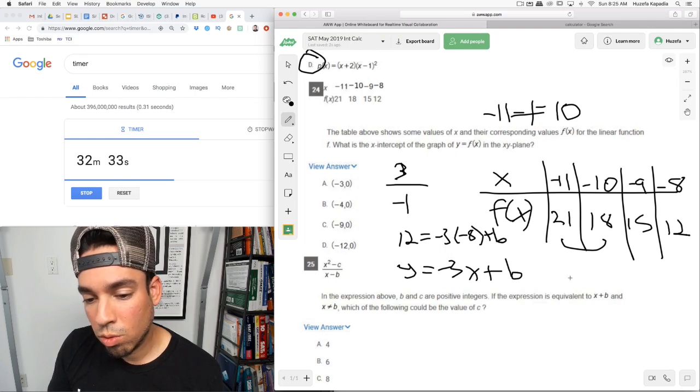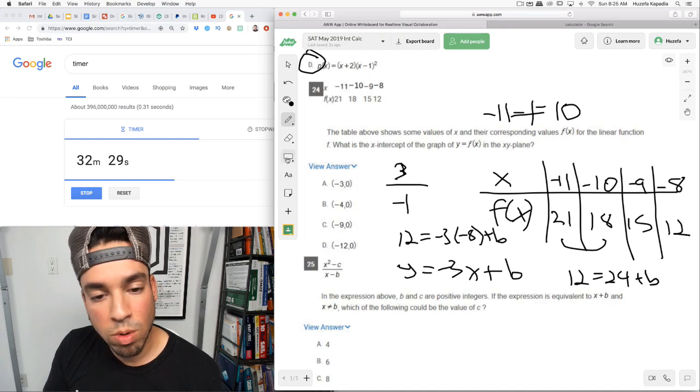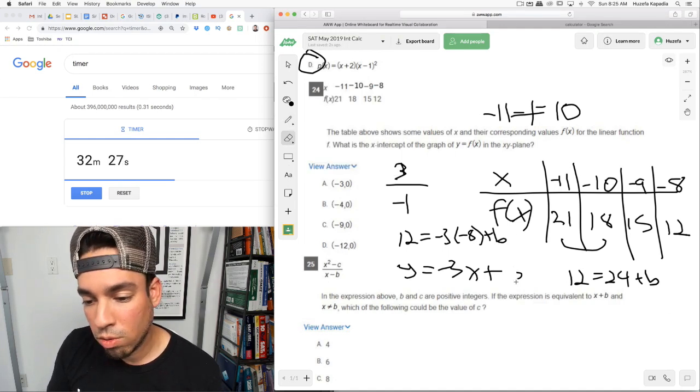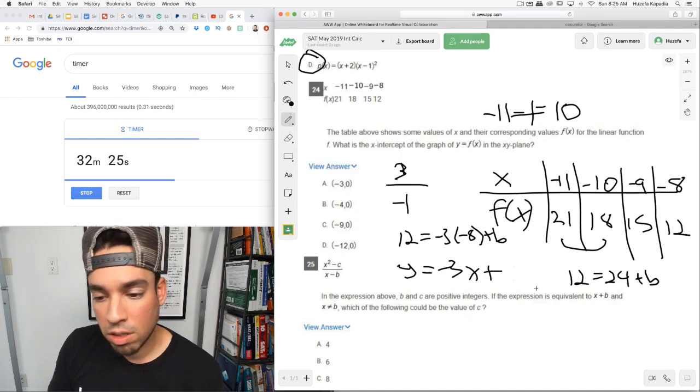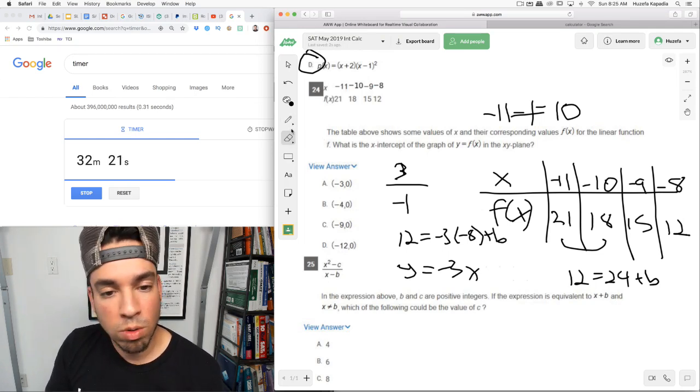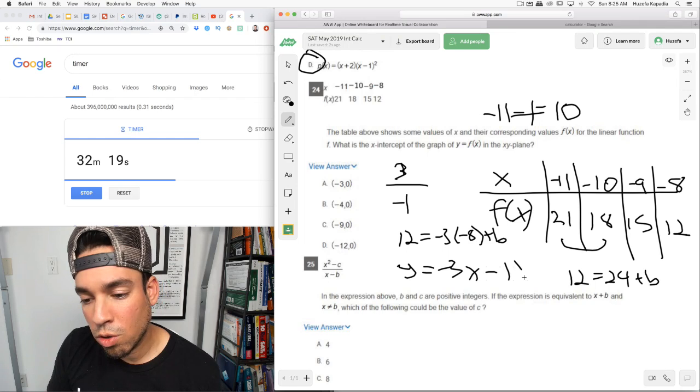So that's 12 equals 24 plus b. b equals negative 12. Okay, right? Subtract 24. I'm just going to go a little faster. I think we're getting bad on time here. Negative 12. So here's my nice linear equation.